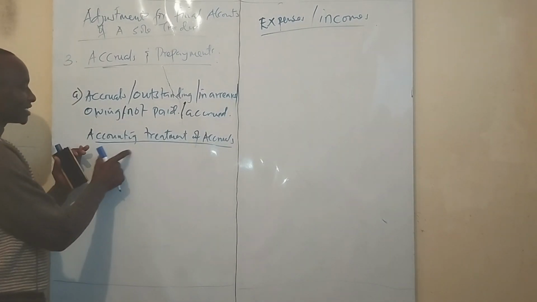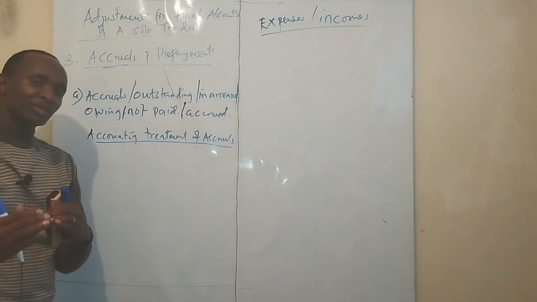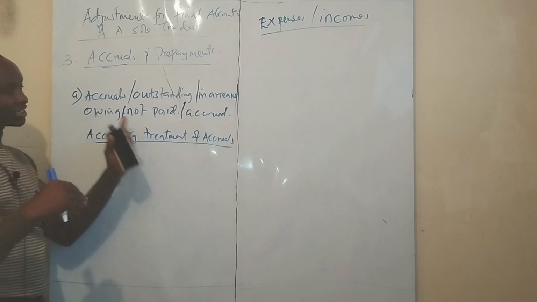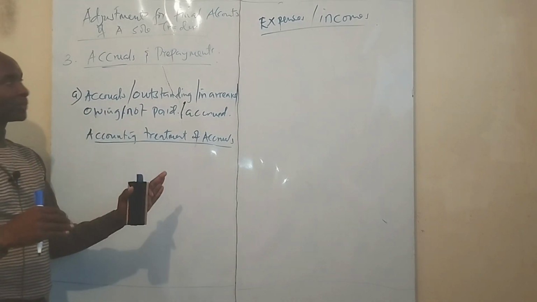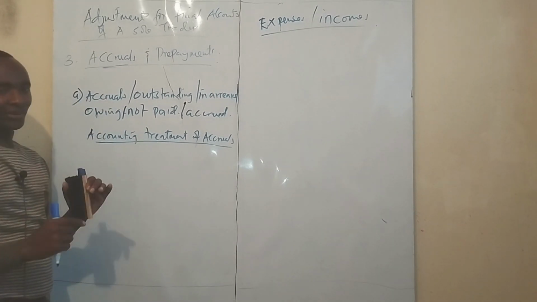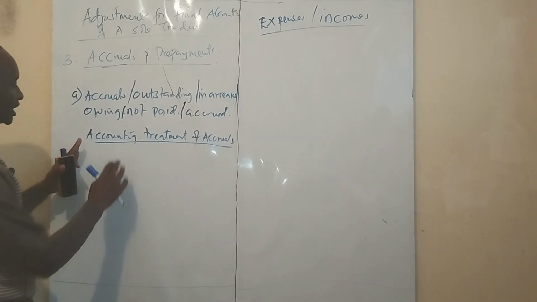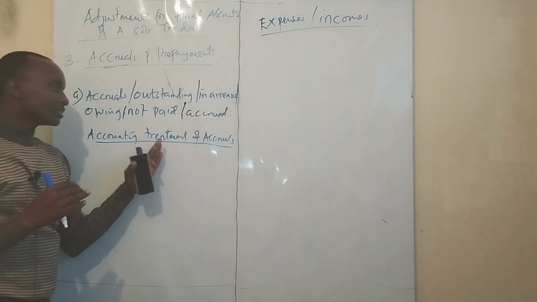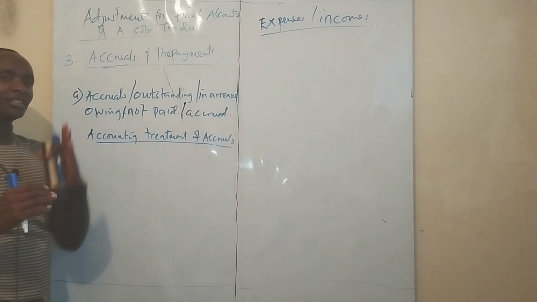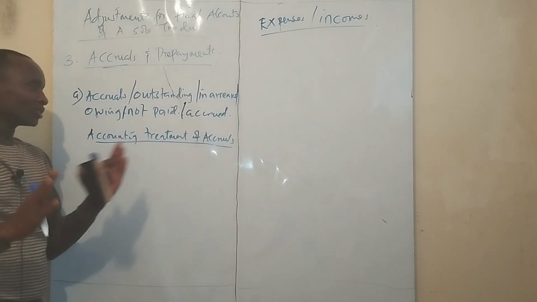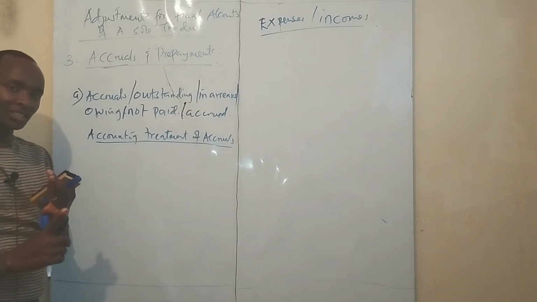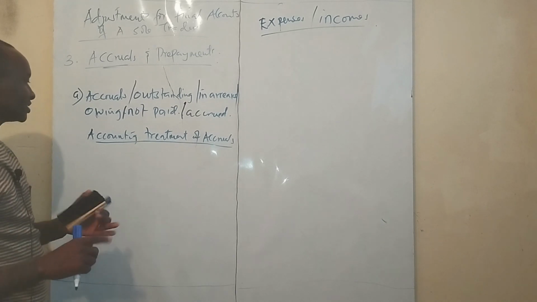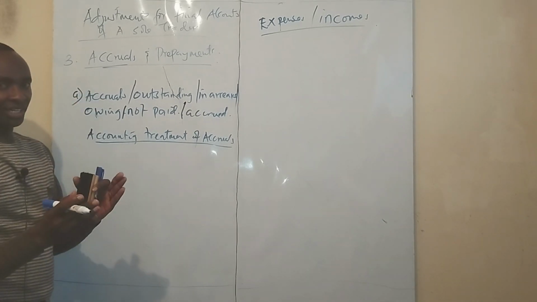Great. Let us now look at the accounting treatment of accruals. Remember, we are adjusting on the final accounts, and these are the adjustments we are doing: accruals and prepayments. So we started with accruals, good. Let us now see how you treat these accruals in the financial statements. When I talk about the financial statements, I mean the balance sheet, the statement of financial position, and the income statement, right? So I gave you an example.